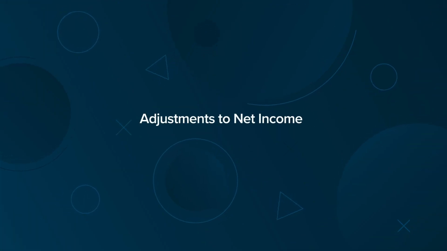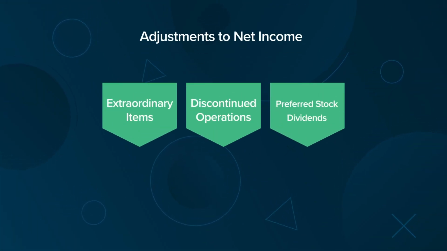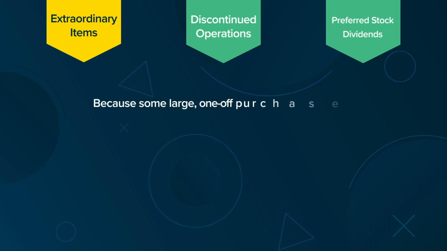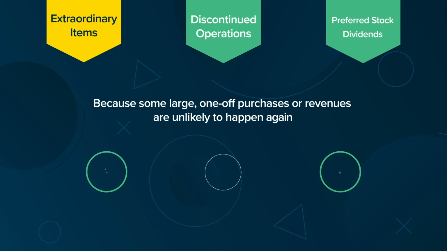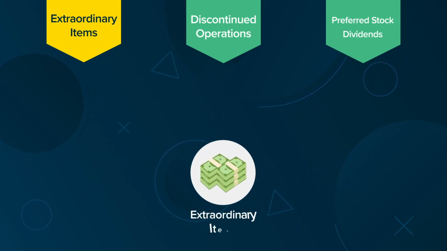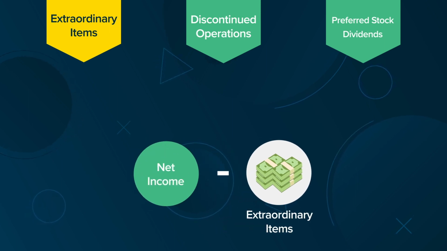Adjustments to net income. Extraordinary items. Because some large one-off purchases or revenues are unlikely to happen again, such as the sale of a warehouse or payment on a lawsuit, extraordinary items are often removed from the net income calculation.